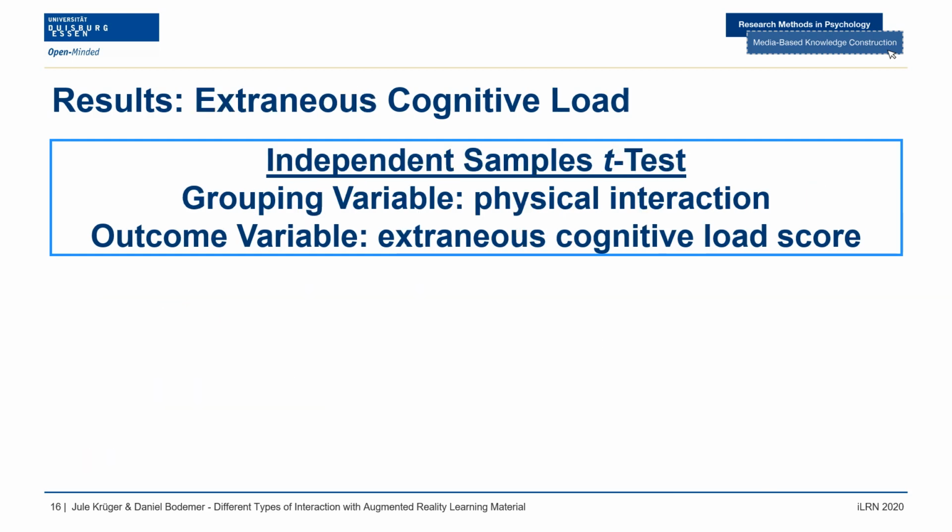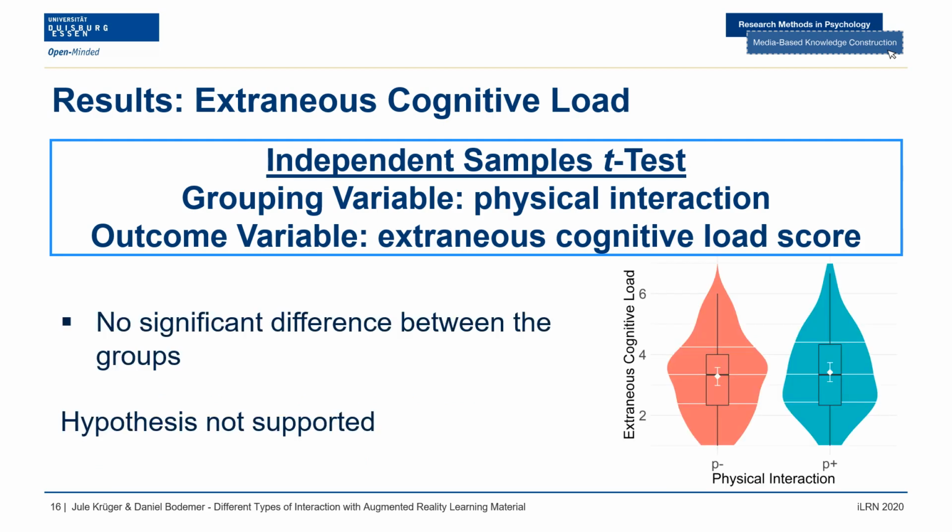To test if extraneous cognitive load was influenced by physical interaction, an independent samples t-test was executed. Although a slightly higher mean ECL score was found for the high physical interaction group, no significant differences between the groups were found, showing that physical interaction did not have a significant influence on ECL. These results do not support our hypothesis that physical interaction has an influence on ECL.